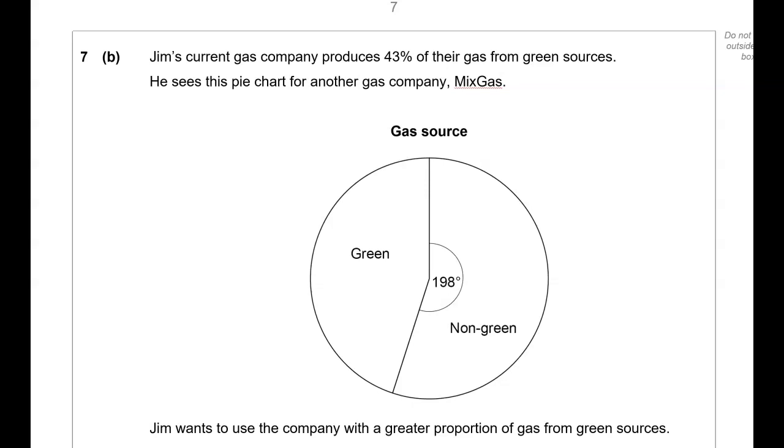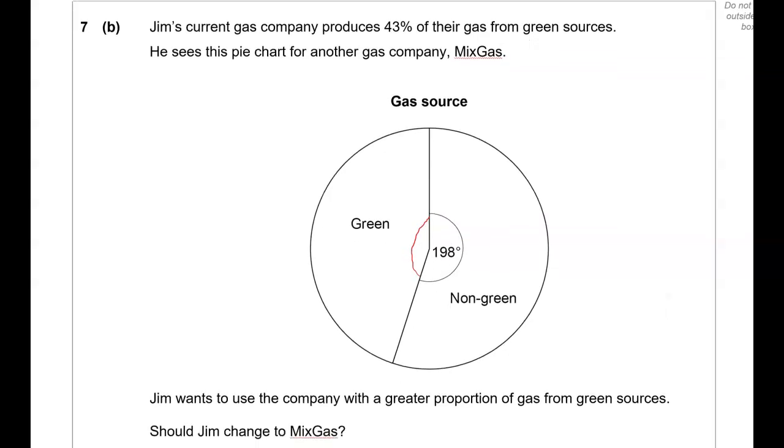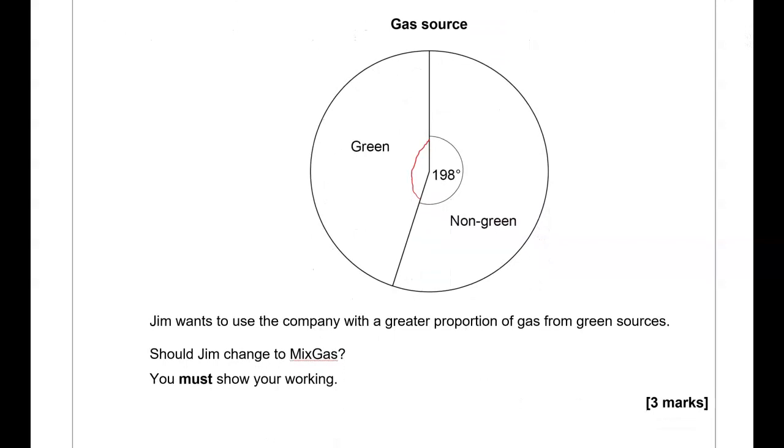So green sources is represented here through this angle. How many degrees is that? We'll need to work out. So in total for the circle we've got 360 degrees. So if I do 360, take away 198, it should give me the difference, which represents the green sources.